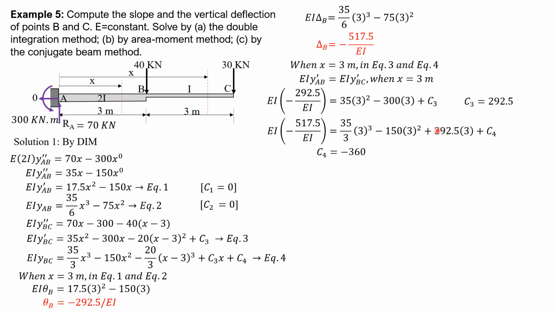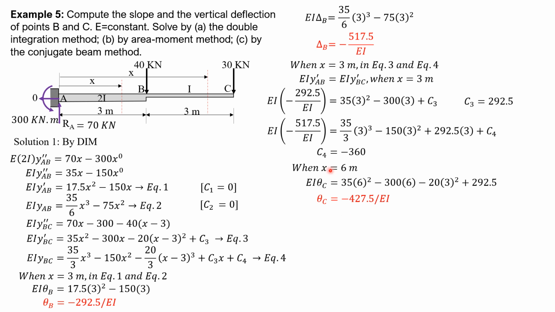Then, having known c sub 3 and c sub 4, we can now substitute in equation 3 to solve for theta C. So EI theta C equals 35 times 6 squared, when x is 6, rather, minus 300 times 6 minus 20 times 3 squared plus c sub 3, which is 292.5. So theta C is equal to negative 427.5 over EI.